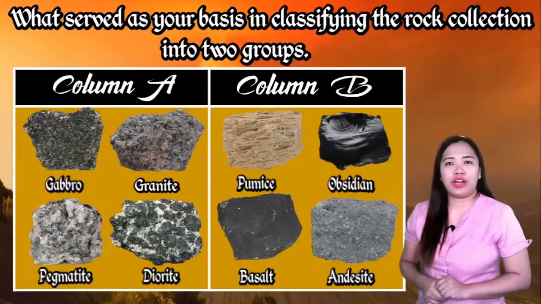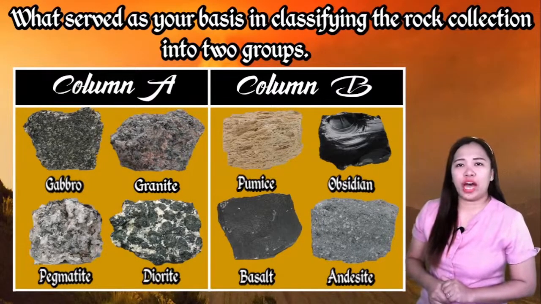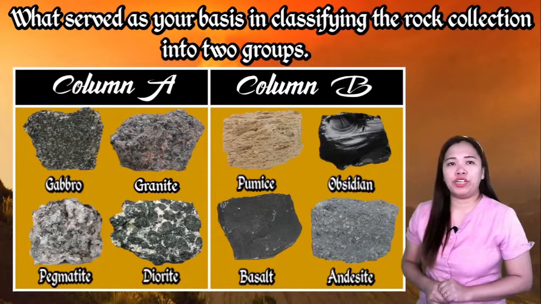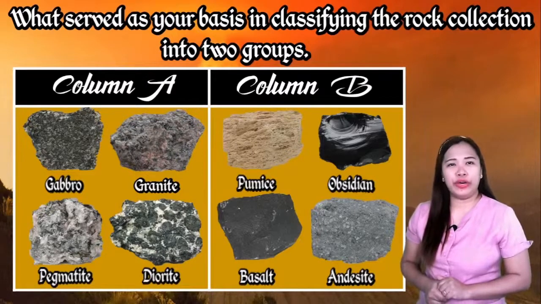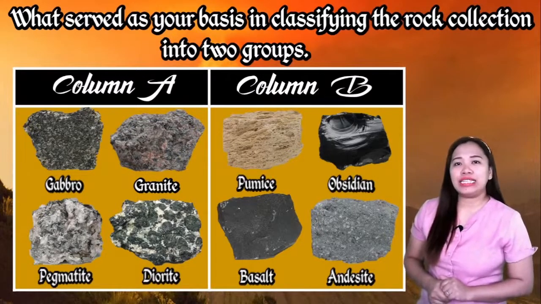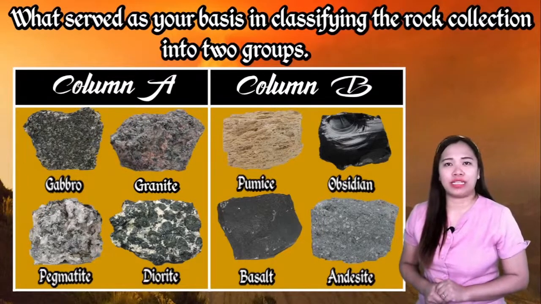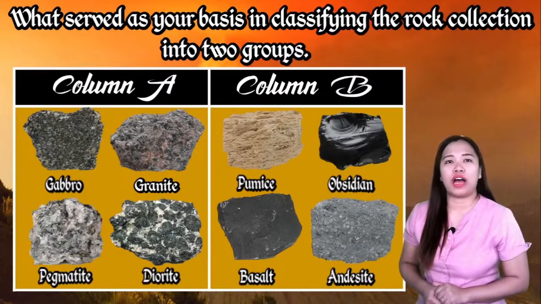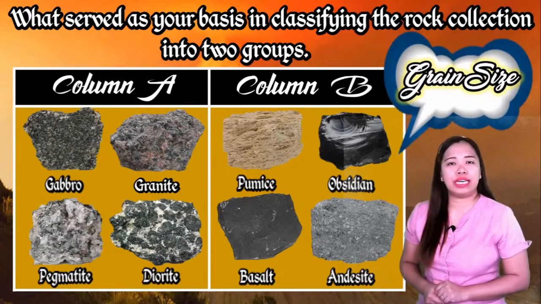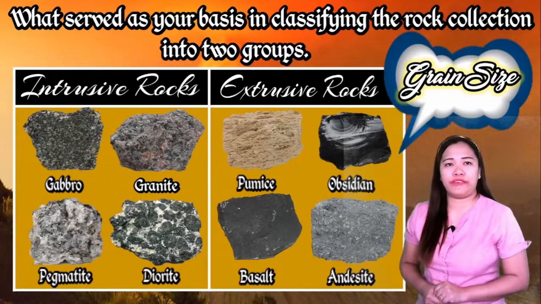Now that you know that the rocks from our collection are all examples of igneous rocks, my next question now is, what made you group the rocks this way? What served as your basis? Very good. You may have observed that the grain size of the rocks in column A is different from the grain size of the rocks in column B. This way of grouping igneous rocks into two is known as the classification of igneous rocks according to grain size. Using this criterion, igneous rocks can either be intrusive or extrusive.